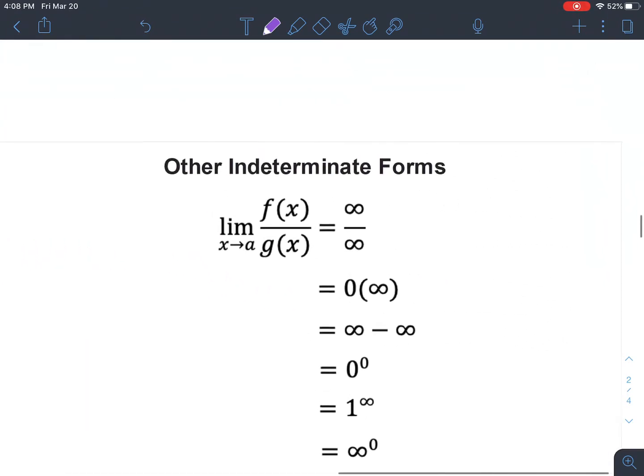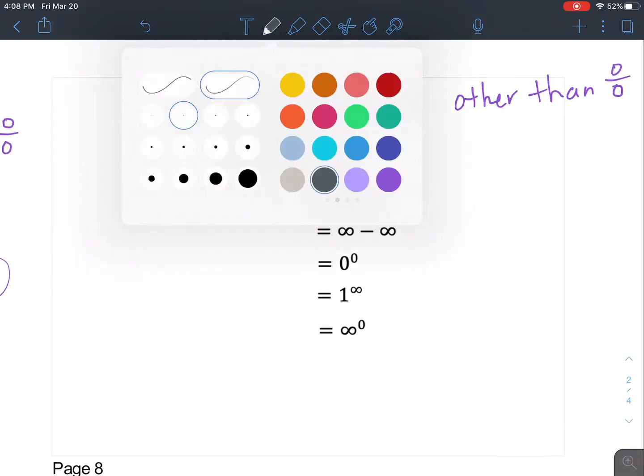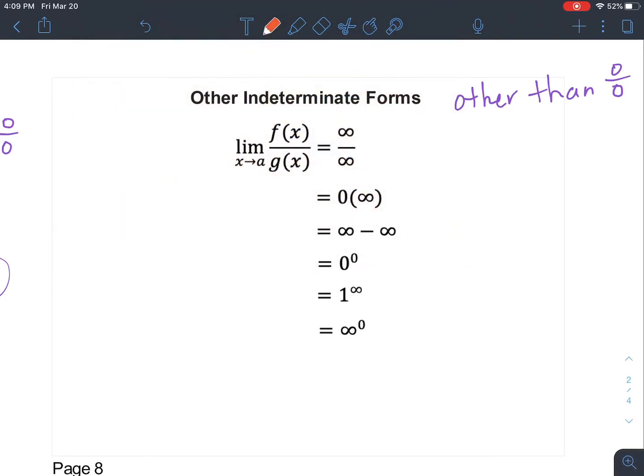Now, 0 over 0 is not the only indeterminate form that we have. We actually have quite a few others as well. So I am going to give you an explanation as to why all of these are considered to be indeterminate as well. And remember that indeterminate means that there are multiple rules of math that conflict with each other. We're supposed to get different answers, but because there's more than one possibility, the answer actually does not exist.